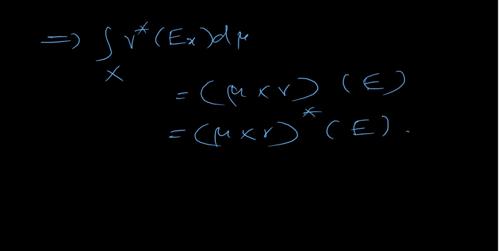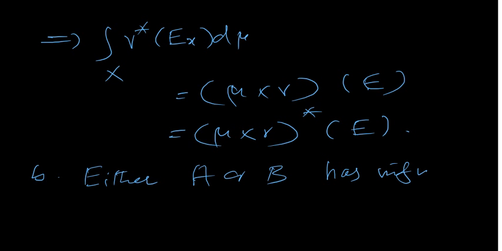So in that case, we have shown that the integral of nu star of E_x is equal to the outer measure of E. Now the second possibility: either A or B has infinite measure. So what will happen in this case? We assume that A has infinite measure.